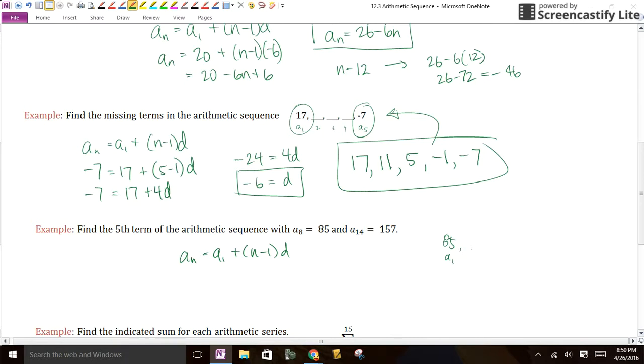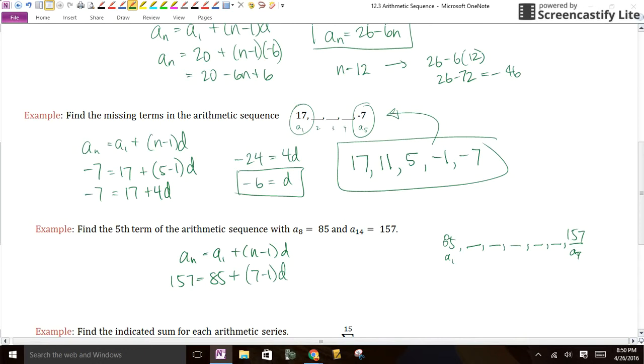So it's going to be 85. That's the 8th term, 9th, 10th, 11th, 12th, 13th. And now the 14th term is 157. So what is that in my new list? A1, A2, A3, A4, A5, A6, A7. So now I can use that same formula. I can say, oh look, 157 is just 85 plus n minus 1, 7 minus 1 d's.